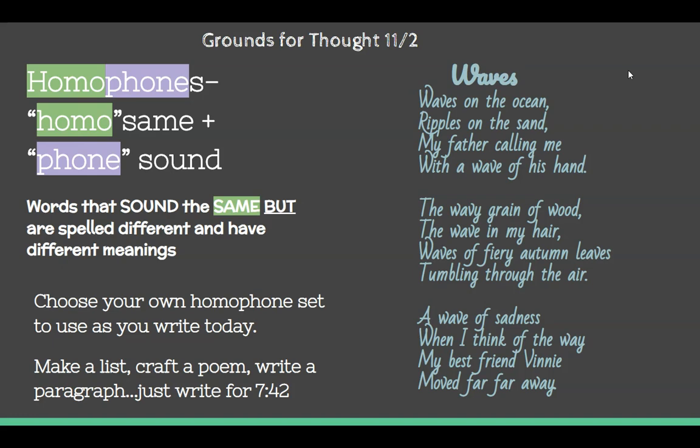So today we're just kind of playing. This is more of a less structured type of Grounds for Thought, and that's kind of the direction that we're going as we finished up our fictional narratives and we're working through the revision process. We're going to just play around with different types of writing, getting ready to start exploring informational writing.